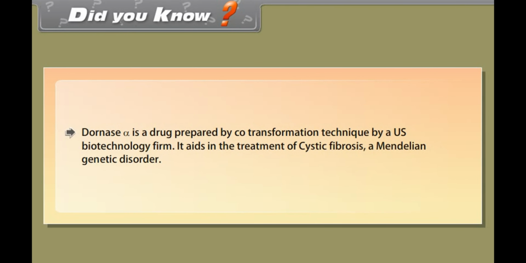Did you know? Donase Alpha is a drug prepared by co-transformation technique by a US biotechnology firm. It aids in the treatment of cystic fibrosis, a Mendelian genetic disorder.